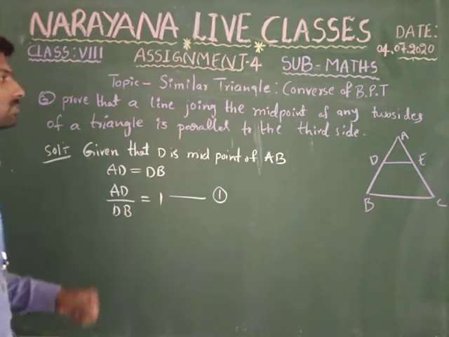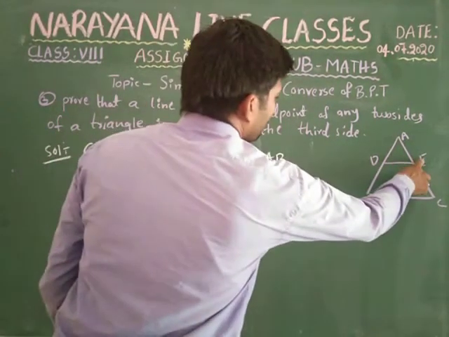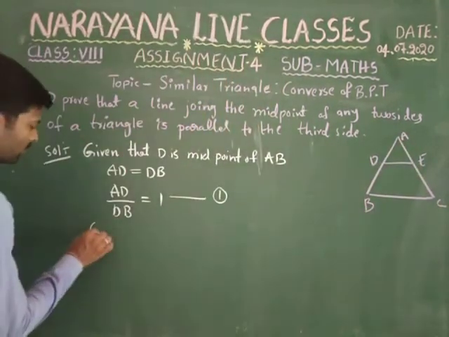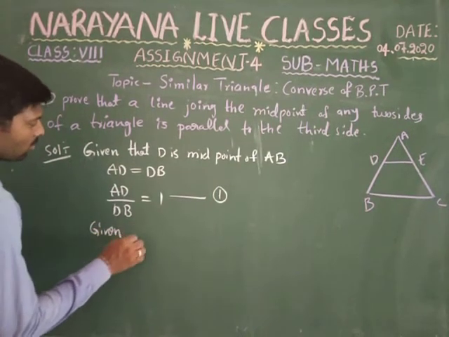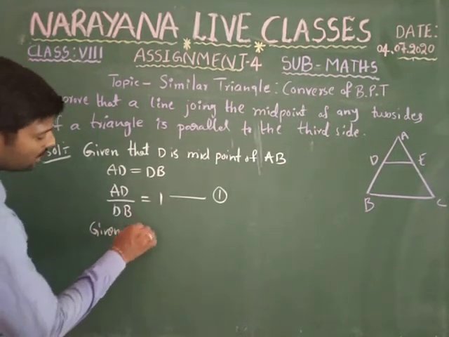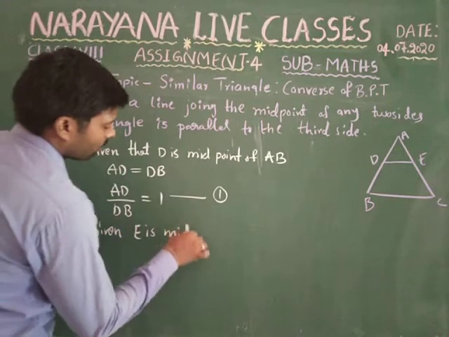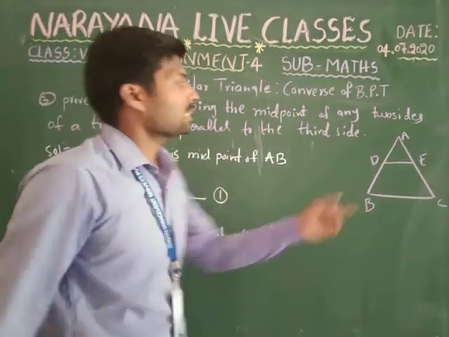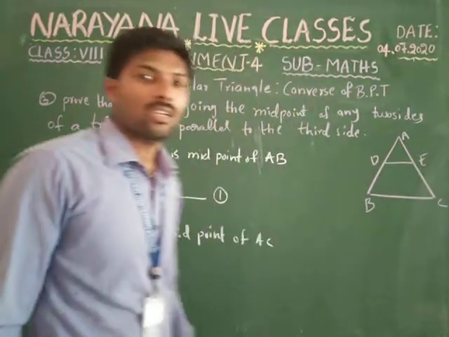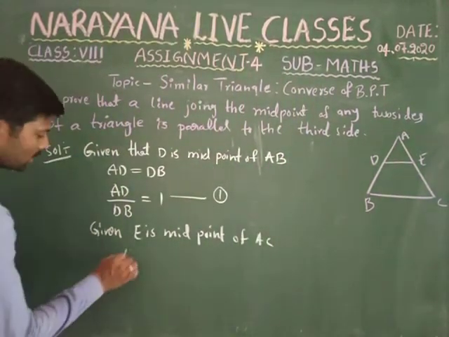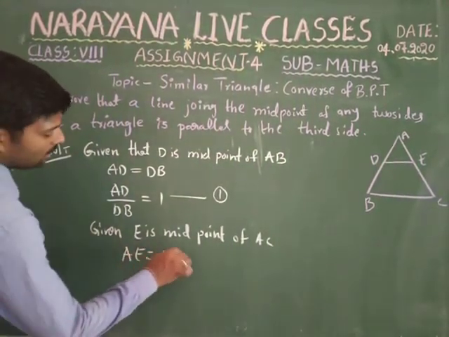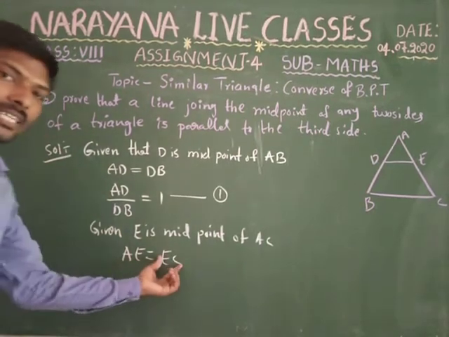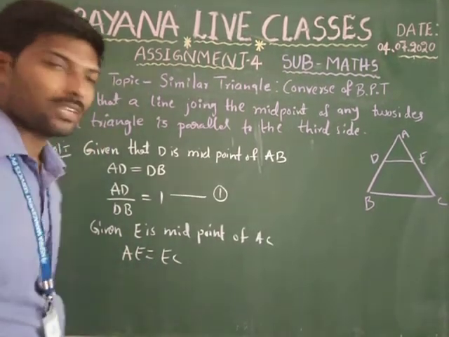So from this, next, point E is the midpoint of AC. Given that E is the midpoint of AC, AE as well as EC are both equal in length. So AE is equal to EC.